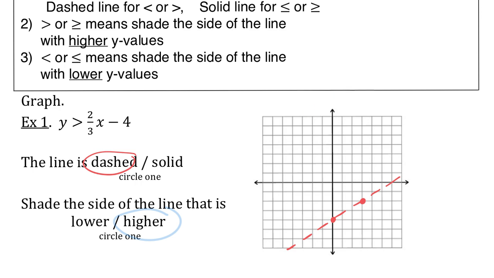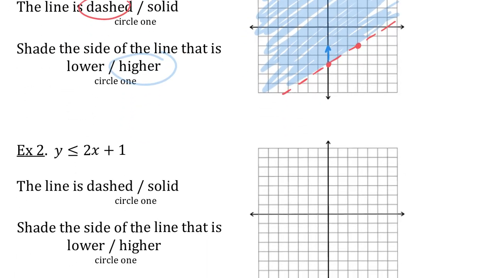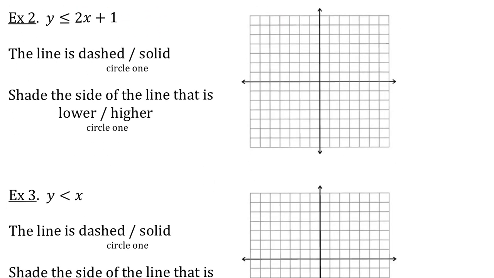If you can't tell, then you pick a point on the line. Like I could pick this point right here. And I want to shade the y values that are higher, which means I want to shade up here. If I'm shading up there, I just shade the whole side up there. Okay, and then it's done. It's a shortcut. It only works with slope-intercept form. Okay, let's try another one.